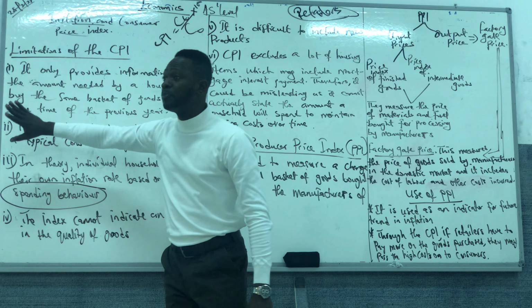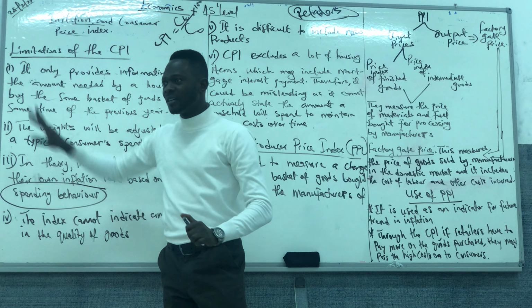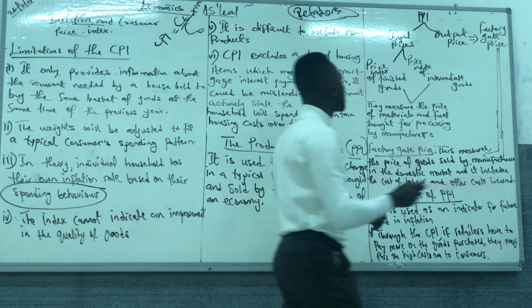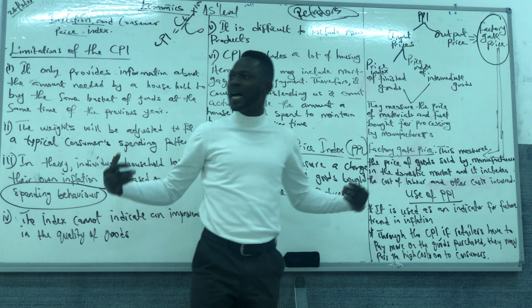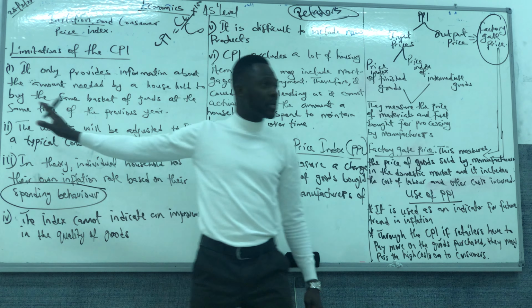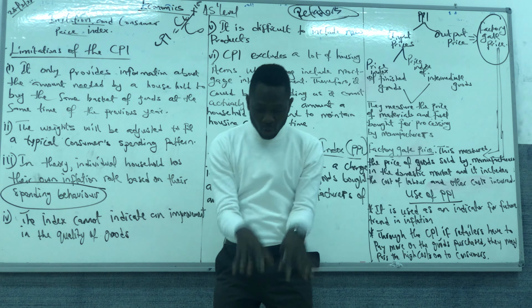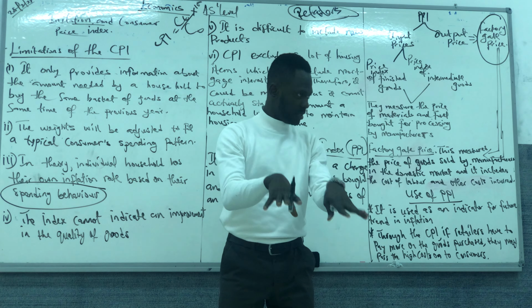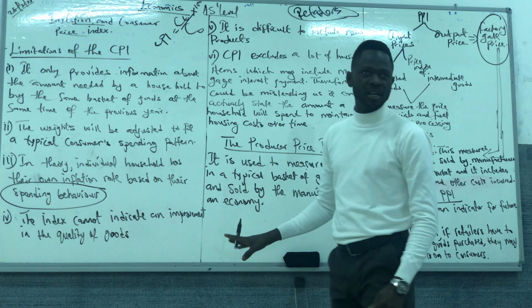Here, the goods have been produced. Now they are selling, it's been sold. It has left the factory gate. It's not in the hand of the producers anymore. That's why we're talking about consumer price index. But here, we're going to talk about the goods being still with the manufacturers. That is what PPI is about. Are you with me, guys?